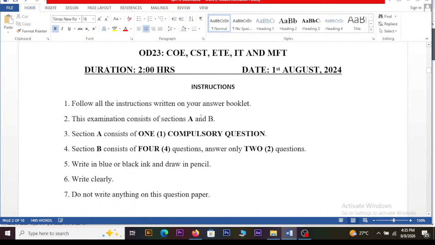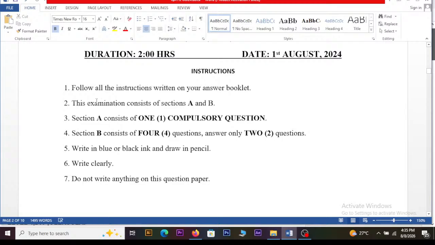Instruction. Maelekezo. Follow all the instructions written on your answer booklet. Fuata maelekezo yote ambayo yako kwenye karatasi yako kujibia. This examination consists of section A and B. Mtihani huu una sehemu mbili, sehemu A na sehemu B. Section A consists of one compulsory question. Sehemu A ina swali moja la lazima ambayo kila mwanafunzi anatakiwa kujibu. Section B consists of 4 questions. Answer only 2 questions. Sehemu ya B ina maswali manne, jibu maswali mawili tu. Chagua maswali mawili unayoyaweza yajibu.